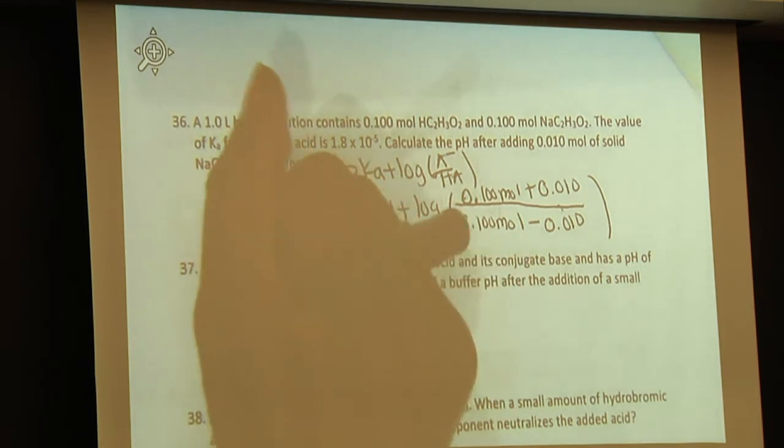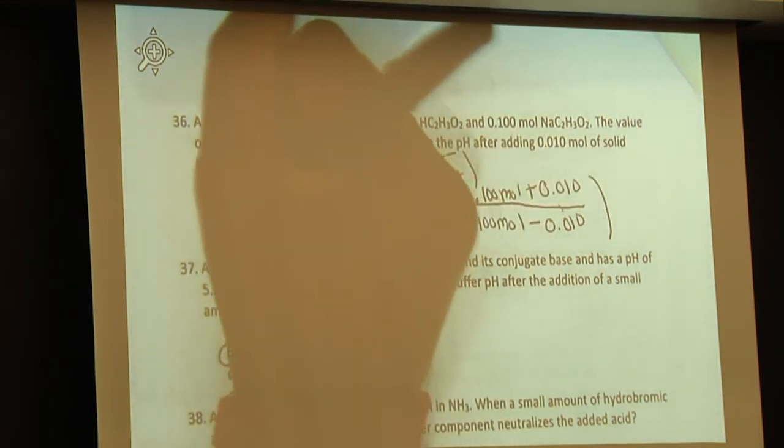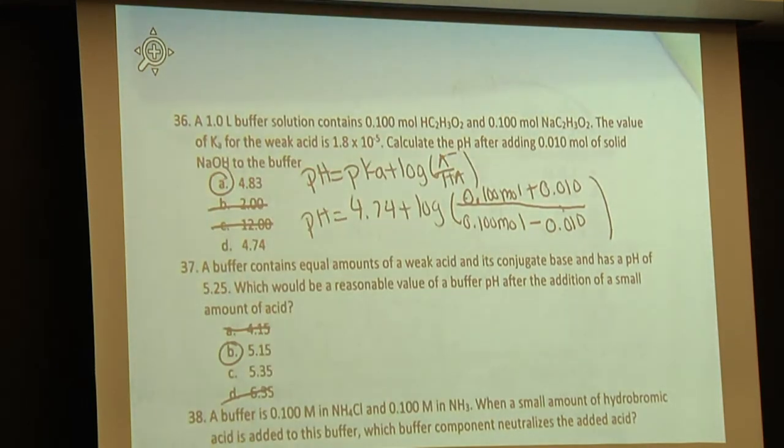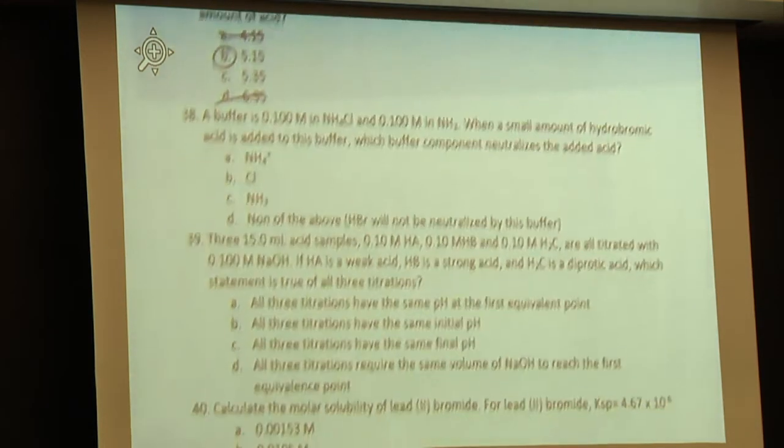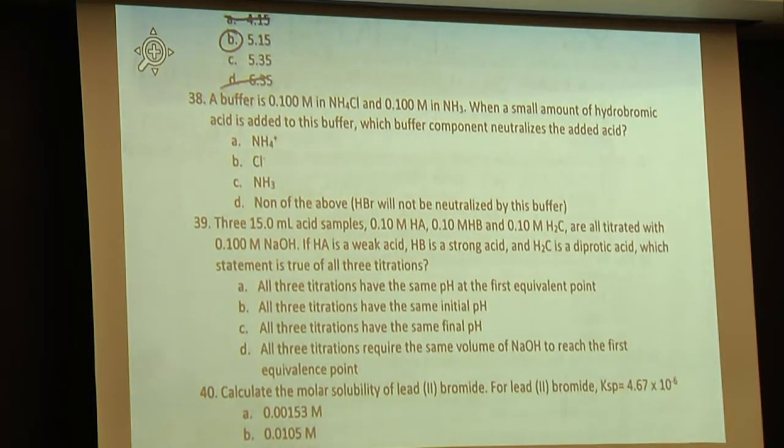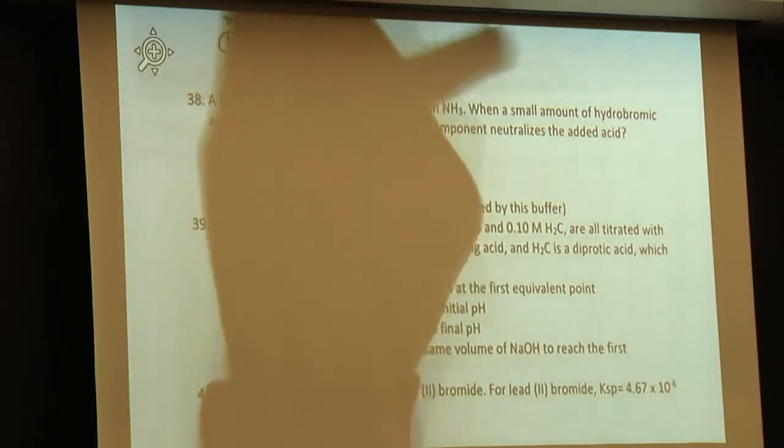And you guys could have crossed out A and D. And same with before, you could have crossed out C and B. Okay, number 38. A buffer is 0.1 molar in NH4Cl and 0.1 molar in NH3. When a small amount of HBr is added to this buffer, which buffer component neutralizes the added acid? The answer to this would be C.